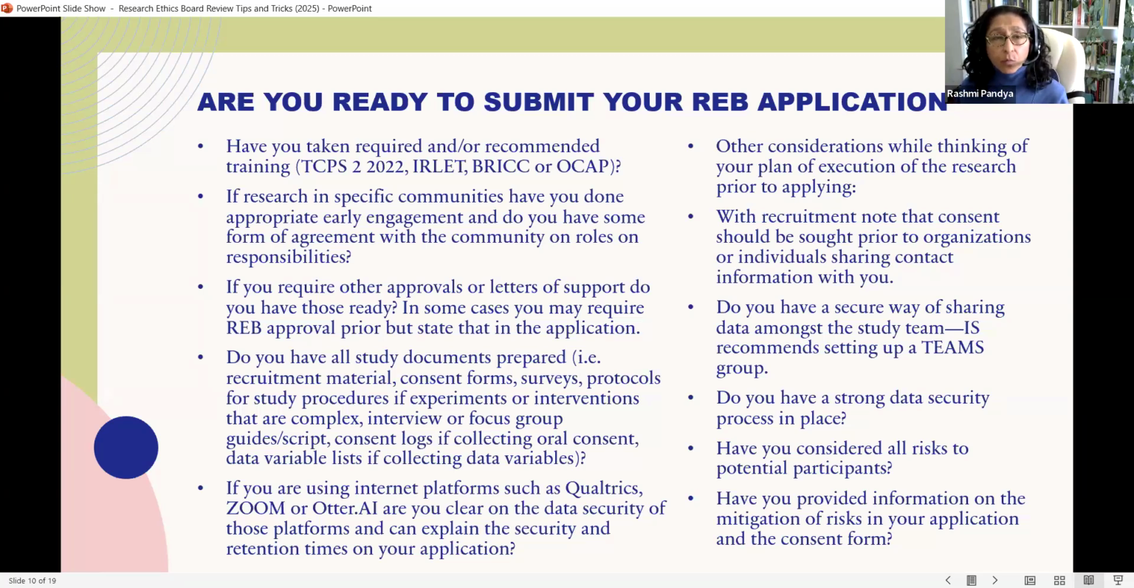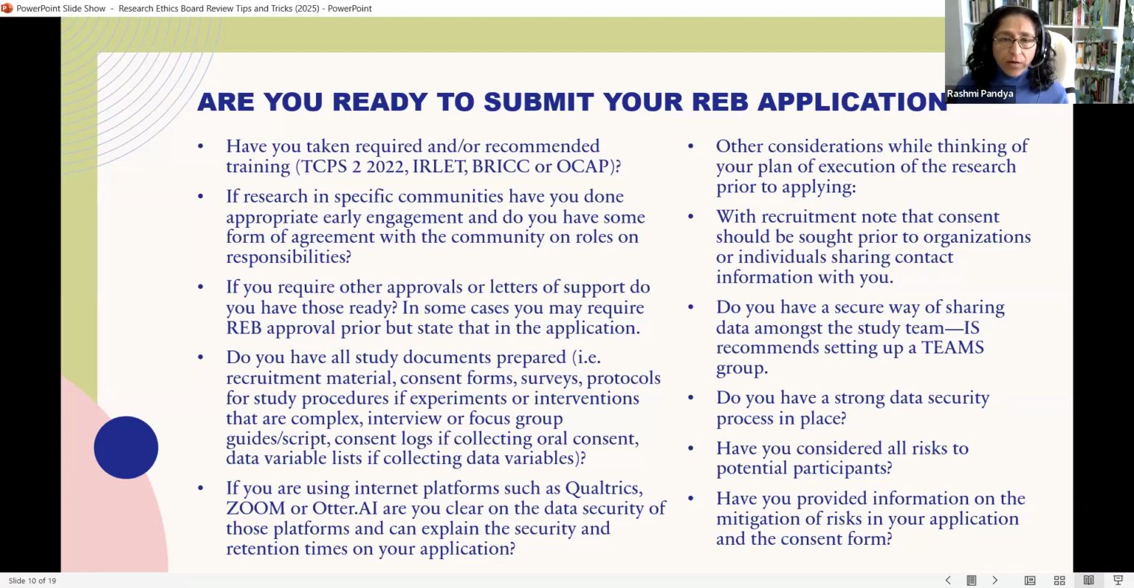So there are some things you can do. You want to think about, do you have the required or recommended training? We do require all our researchers to have the Tri-Council Policy Statement tutorial certification. That's TCPS 2 2022, the core training. Marie, if you can pop in the link for that training in the chat, that would be appreciated, please.